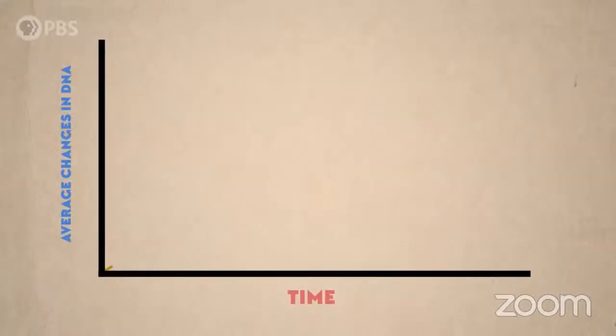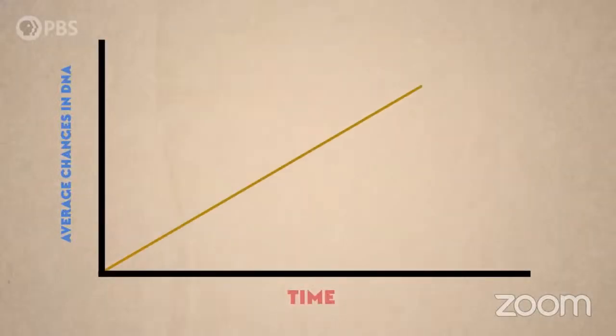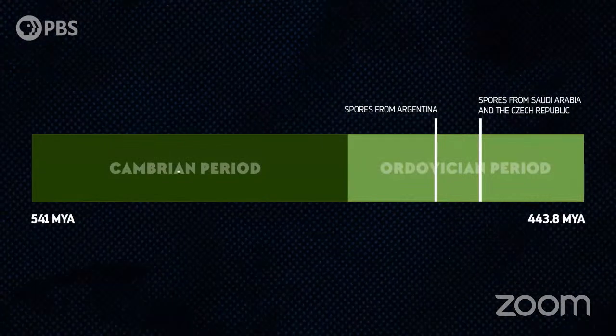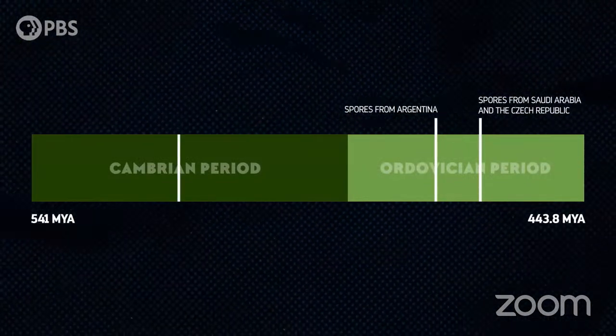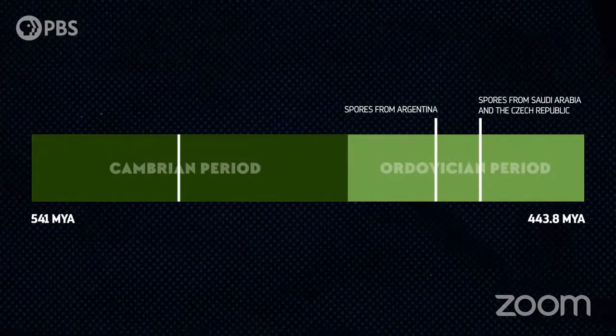By looking at the average number of changes in DNA over time, scientists can calculate when a type of organism evolved on Earth. And this method puts plants on land at least 515 million years ago, right in the middle of the Cambrian period. And it looks like land plants started diversifying almost as soon as they left the ocean.